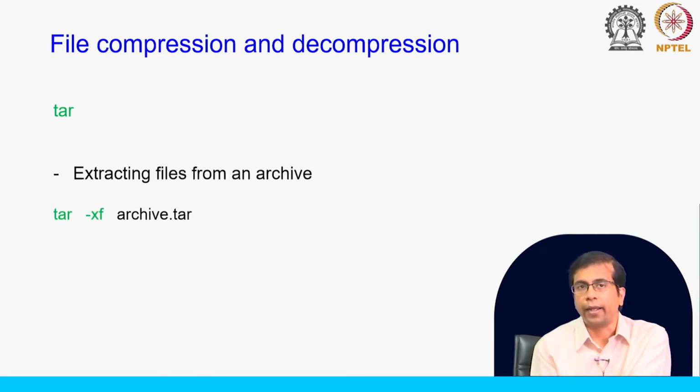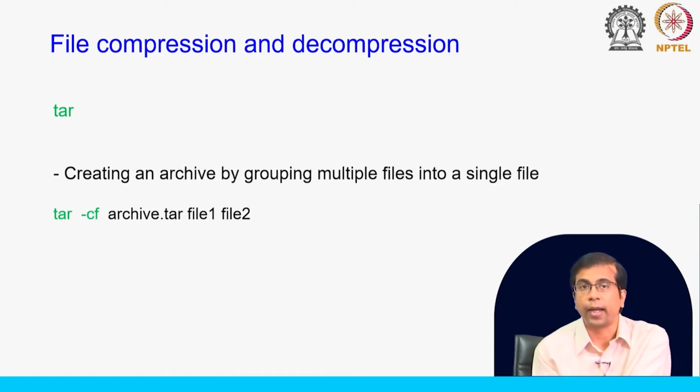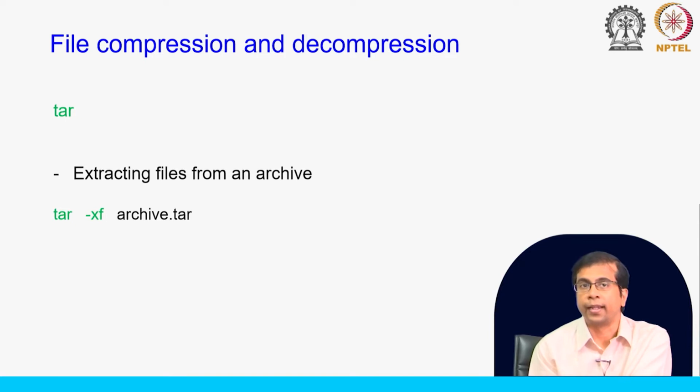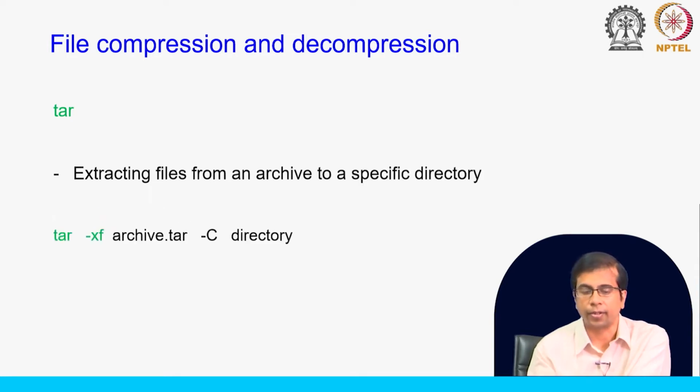If you want to create, we use this -c. And f means file, so -cf means create this file. X means extract, so that is why the option is -xf. So, you have created a tar and you want to extract this, and you will write tar -xf archive.tar.